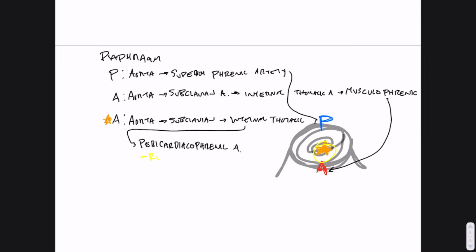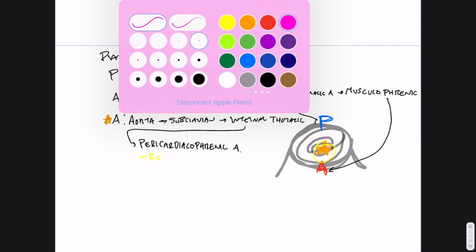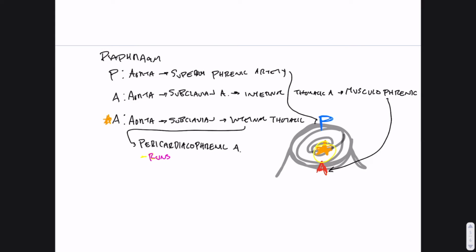And this actually runs, so you can't see that. This runs with the phrenic nerve and the pericardiacophrenic vein as well. So there's kind of this little bundle there that heads to that top part of the diaphragm. So that's the blood supply to the diaphragm. Those three arteries you need to know. You're either going to the posterior aspect, so this portion, or the anterior, or the top.